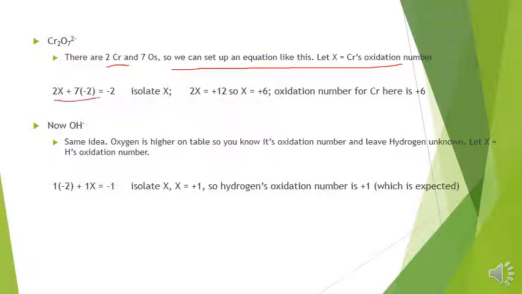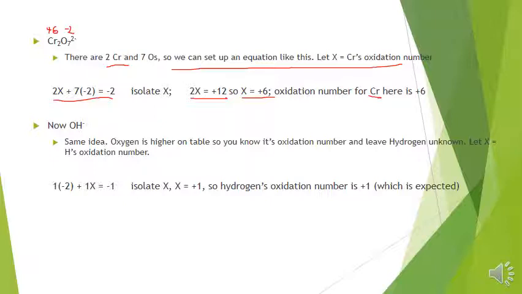Okay, and here's the equation I just came up with. Then just simple algebra, isolate x, so you add 14 to both sides, and then you subtract 2 from that 14, and you'll end up with 2x equals plus 12, and x equals plus 6. So the oxidation number for chromium in this is plus 6. Often what I like to do is actually write it above it. So chromium is plus 6 and oxygen is minus 2.